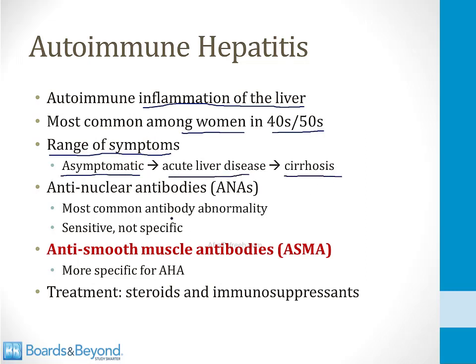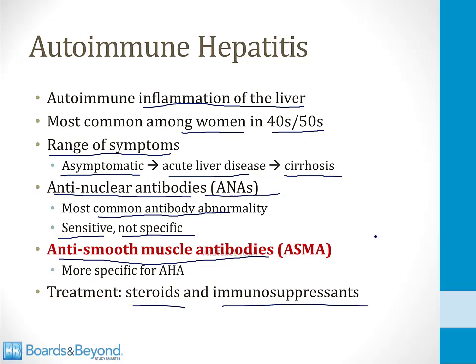You can make a diagnosis of autoimmune hepatitis with antibody testing. Anti-nuclear antibodies, or ANAs, are the most common antibody abnormality. As you may know, these antibodies are abnormal in lupus and many other disorders, so they are sensitive but not specific for autoimmune hepatitis. The more specific autoantibody for autoimmune hepatitis is called anti-smooth muscle antibodies, and you can treat autoimmune hepatitis with steroids and other immunosuppressants.